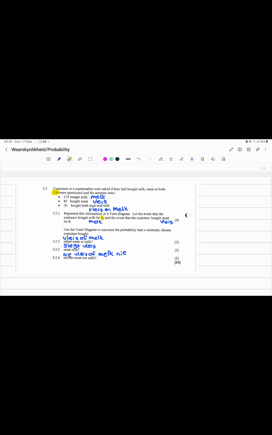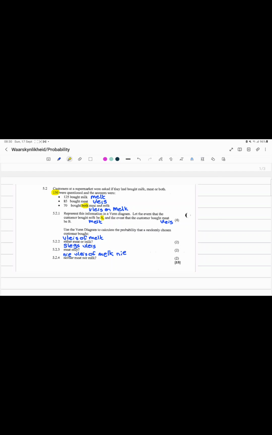125 mense het melk gekoop, 25 koop vleis en 70 koop beide melk en vleis. So daai woord beide is weer eens baie belangrik. As jy dit kry, is ons excited, want dit beteken ons som en ons werk gaan soveel makliker wees.